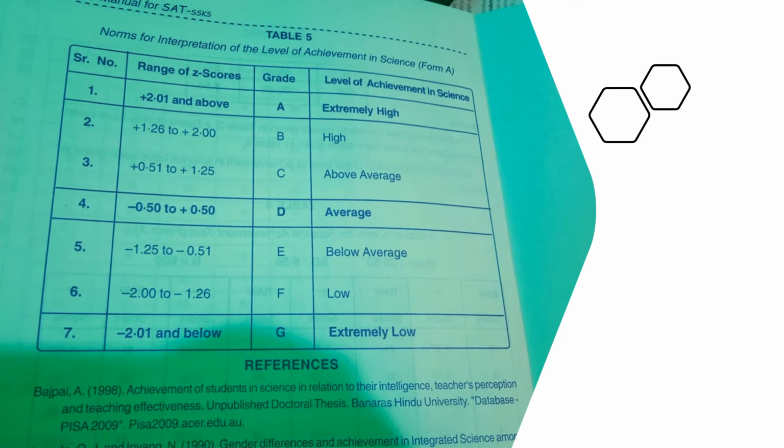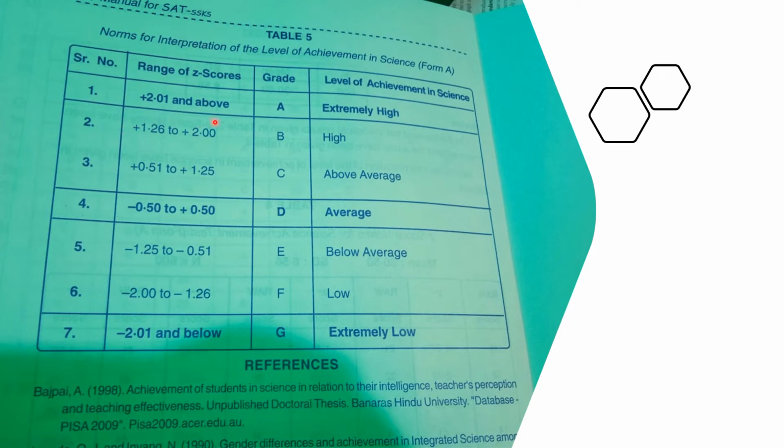This table, table number 5, gives norms for interpretation of level of achievement in science. After converting it into the derived score, we can also find out the level of achievement in different subjects. What is the level of the achievement? Is it high level or low level, or is it average? So we also divided it into ranges. You can see here that the range has been given.